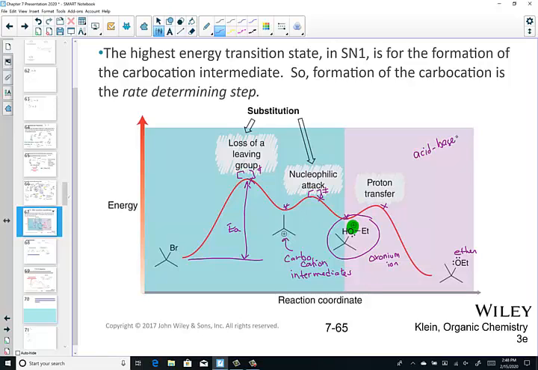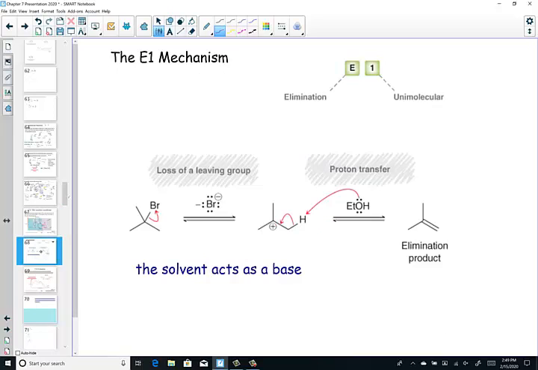Step 1, substitution: the leaving group leaves and forms a carbocation. Once the carbocation forms, the solvent itself acts as the nucleophile and creates the substitution, the protonated ether. The formal charge on the oxygen needs to be alleviated, so we deprotonate that. And the last step is acid-base proton transfer. So, having just studied substitution, now the E1 mechanism.